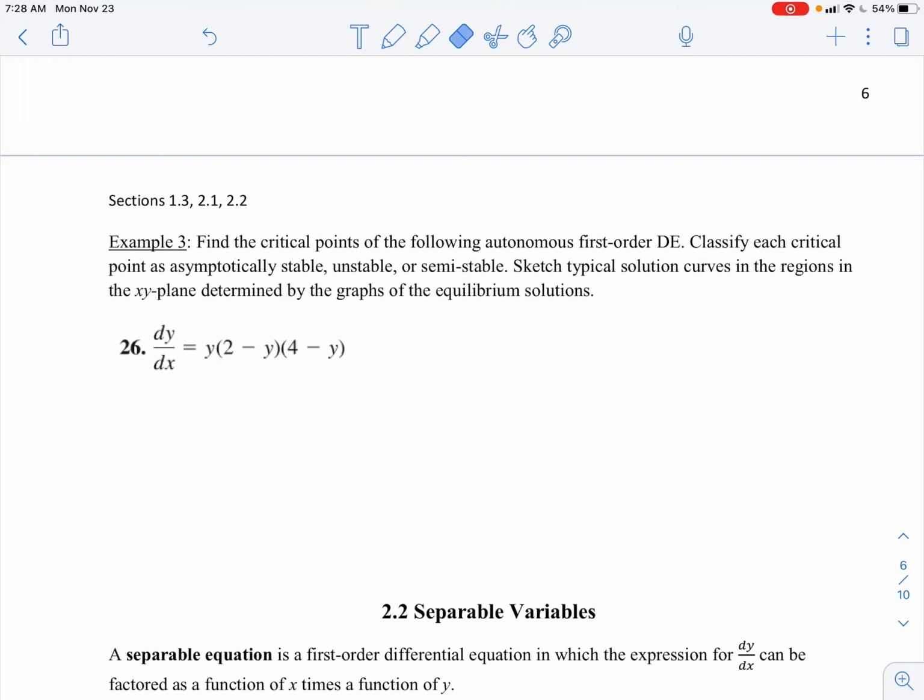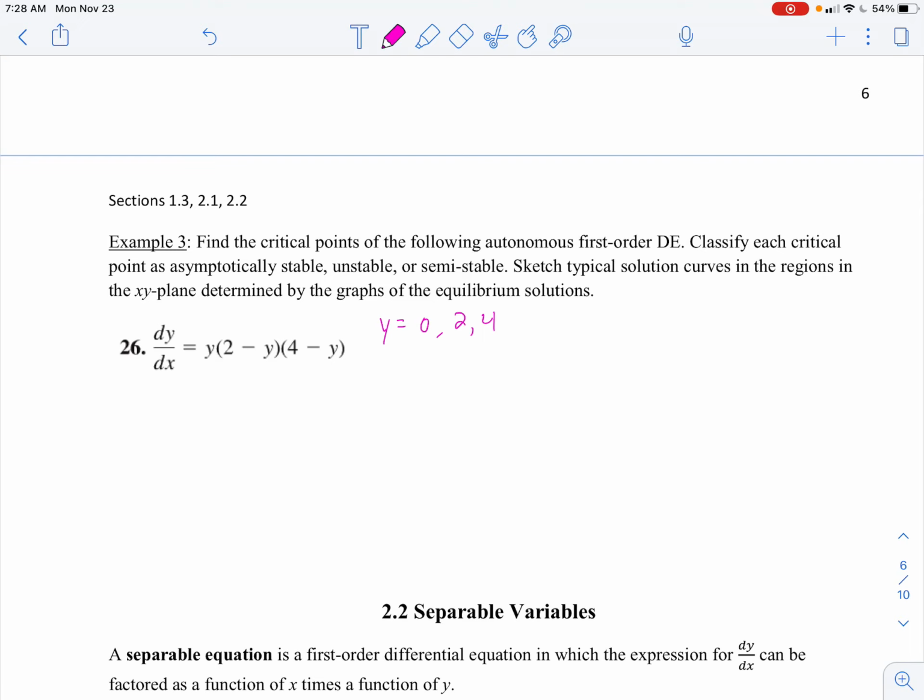So, let's go ahead and find the critical points. Looking at this, setting our differential equation equal to 0, our critical points are going to be y equals 0, positive 2 and positive 4.